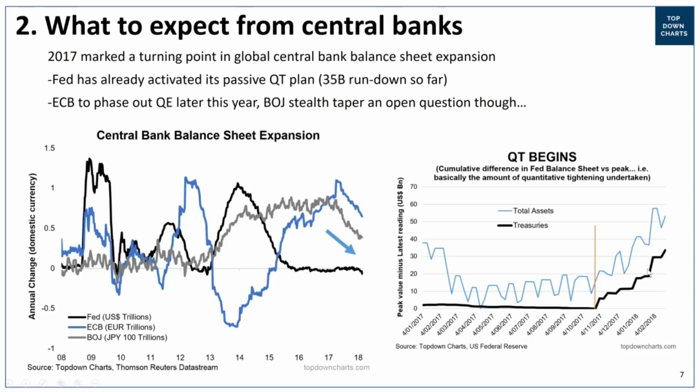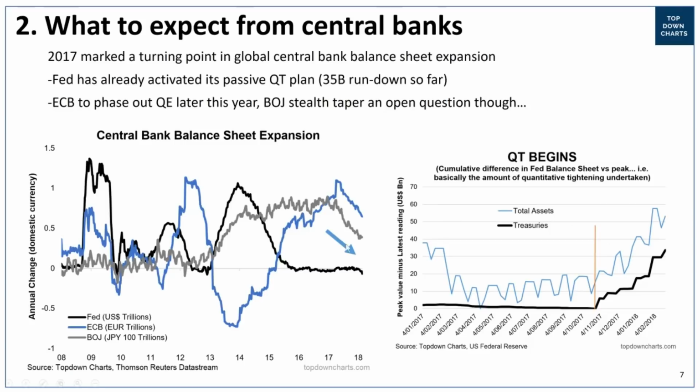You can see the rundown in Treasury holdings has been about 35 billion so far. To put that into context, at the height of QE3, total asset purchases were 85 billion a month. So it's very much baby steps on this journey, this second experiment in monetary policy, which is the coming full circle of the initial experiment of quantitative easing.